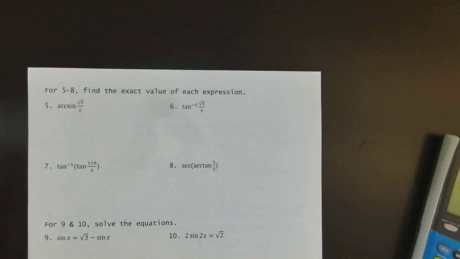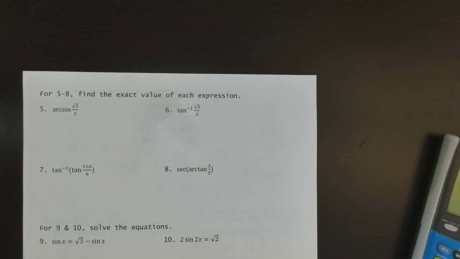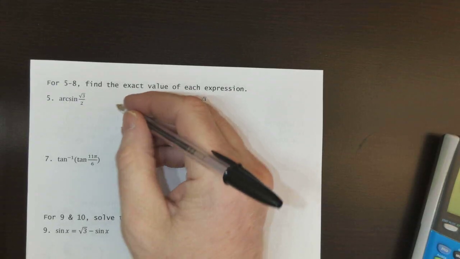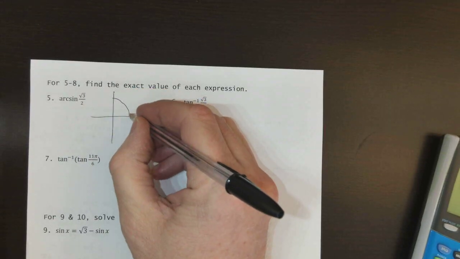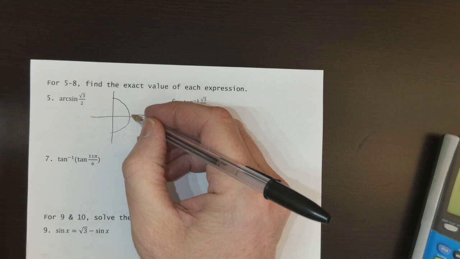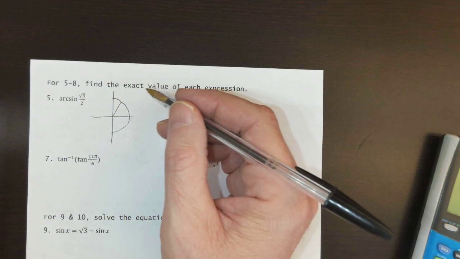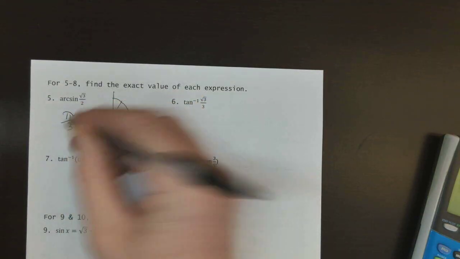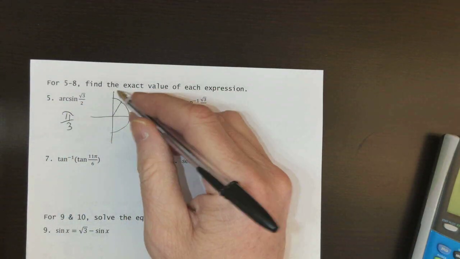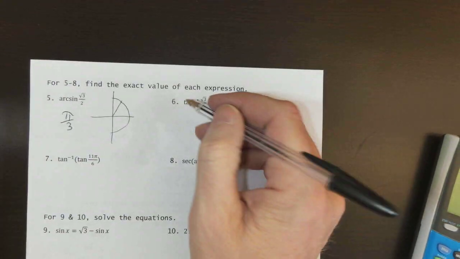All right, 5 through 8. Now you will have your unit circle if you wish. Arc sine of 3 pi over 2. Now I do want you to recall, and where's the sine? It'll be positive. 3 pi over 2 would be right up here, and that is at pi over 3. And that is within our range that we have for sine.